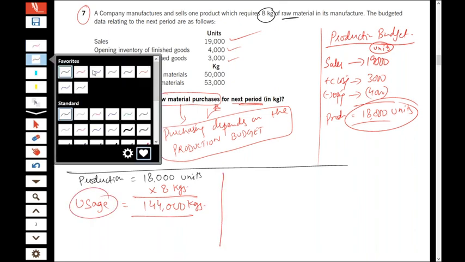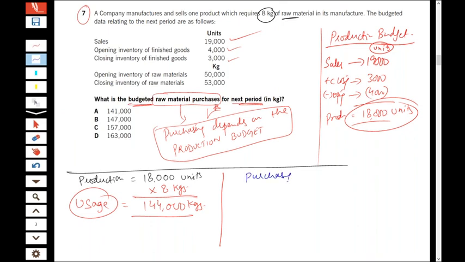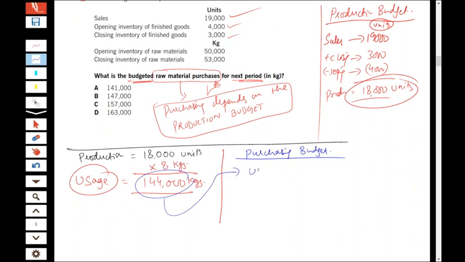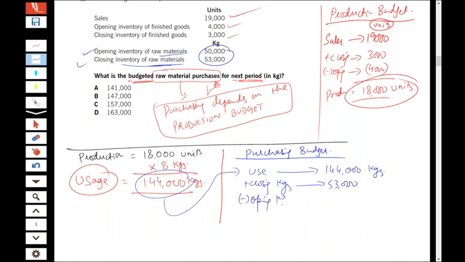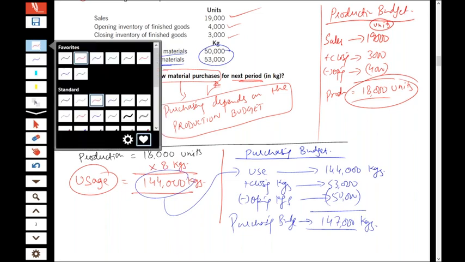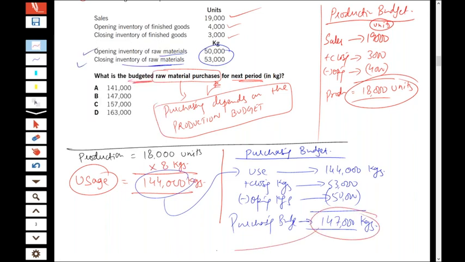Now we are finally making the purchase budget. Obviously, I will be purchasing according to my need of use, that is the usage of 144,000 kilograms. We have to adjust opening and closing inventory. Closing inventory of raw materials was 53,000 and opening was 50,000. So the purchasing budget is 144 plus 53 minus 50. That means 147,000 kilograms will now be purchased. We had discussed it in detail in our day one budgeting, and that's 147,000, option B.